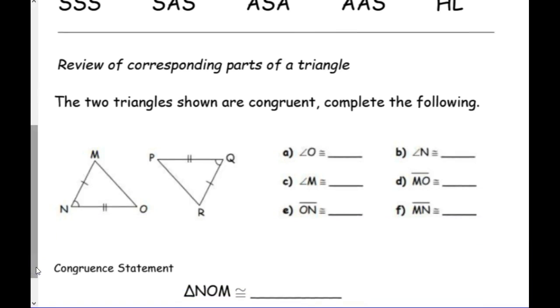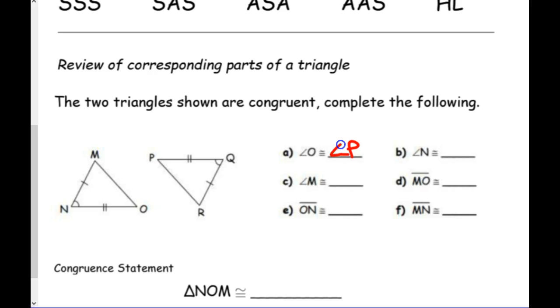Let's do it. What does angle O correspond with? What is O congruent to? Okay, it is congruent to P. It's been rotated, okay? So O corresponds with P, and it's congruent. Someone else. What about angle N? What's that congruent to? Someone else.